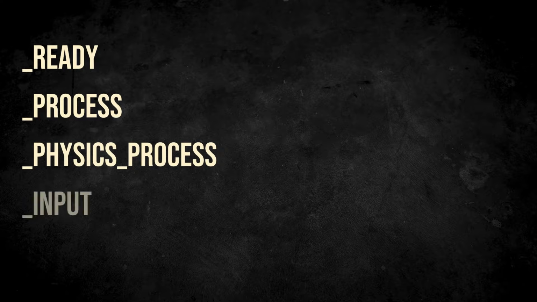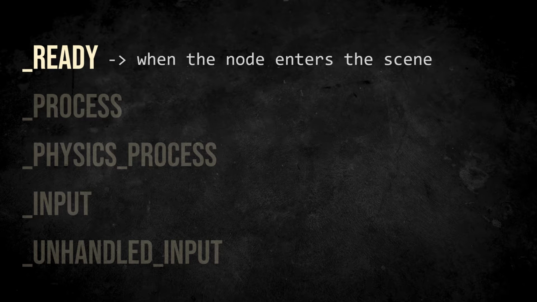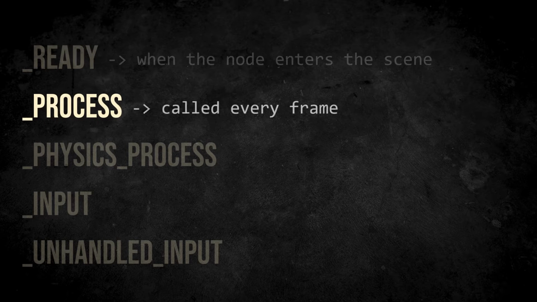These methods will certainly be present in most of your future scripts. They are ready, process, physics process, input, and unhandled input. The ready method is called just after the node and all its children have entered the scene tree. You should put the code in this method when you want it to run when the scene is just loaded and ready to run. The process method is called every frame. If you need logic to run every frame and do not mess with physics, you should put it in the process method. The parameter delta is the difference in time between the current frame and the last one.